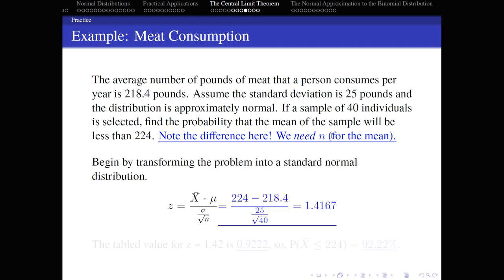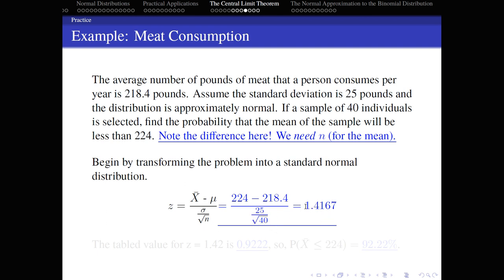All right, working through this. We start by transforming it into a standard normal. We use this equation. Remember that our sample mean, this is what we're interested in, 224 pounds. This is the mean of the sample that we're interested in, being less than. The overall population mean, this is the average number of pounds overall, is 218.4. That's our mu. Sigma, that's our standard deviation. This says assumed standard deviation is 25 pounds. And then n, the sample size, this is what separates this equation from the other one. The other one didn't have the square root of n in it. The square root of n is our 40 individuals. So 40 is the n, so we're going to be taking the square root of 40.